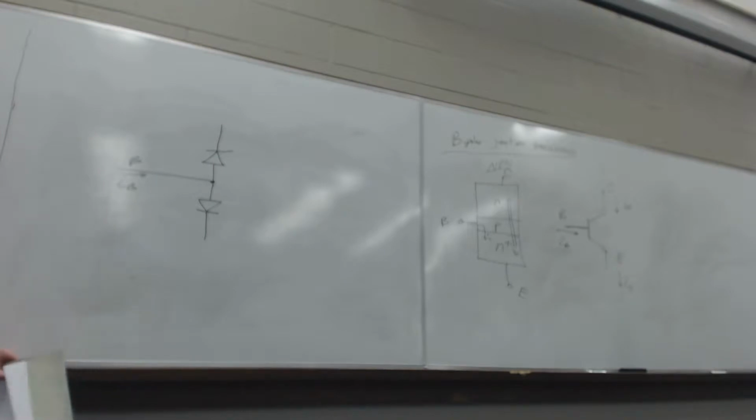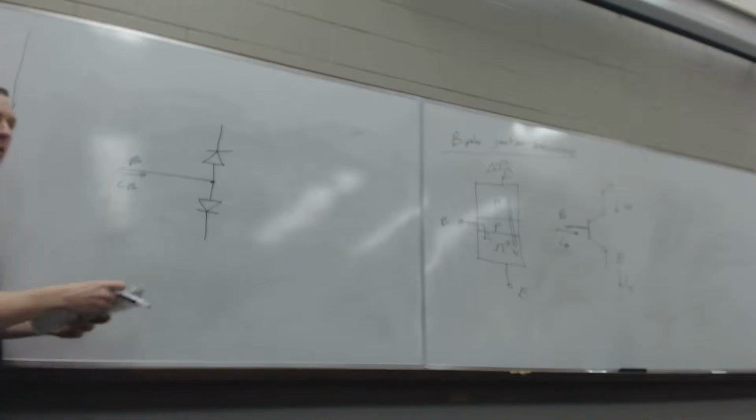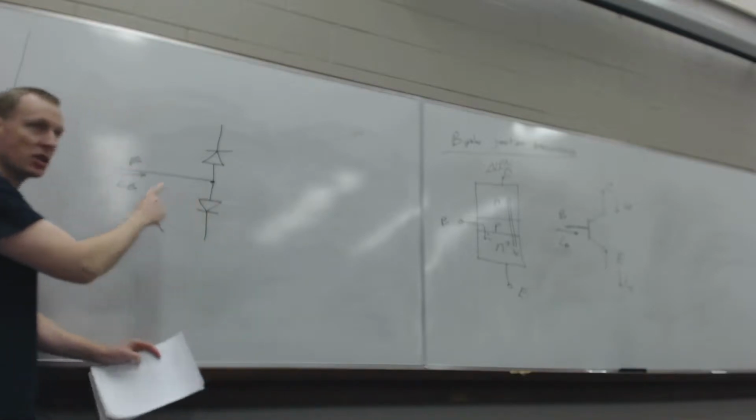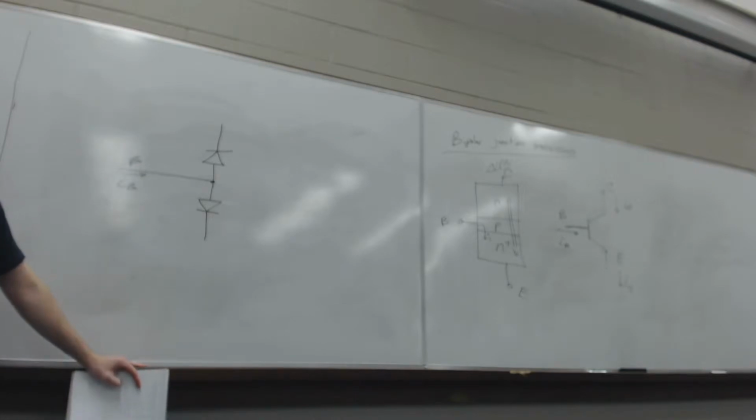Base current's coming into this node. Fair enough? Okay. Watch this. This is a PN junction. What's the parameter that we use when dealing with voltages and currents with diodes, silicon diodes? Do you remember the equation?